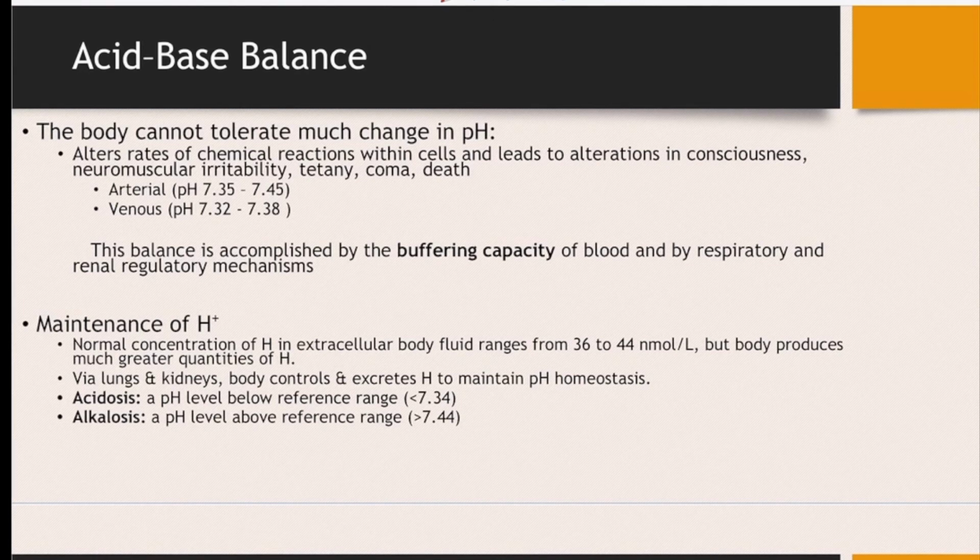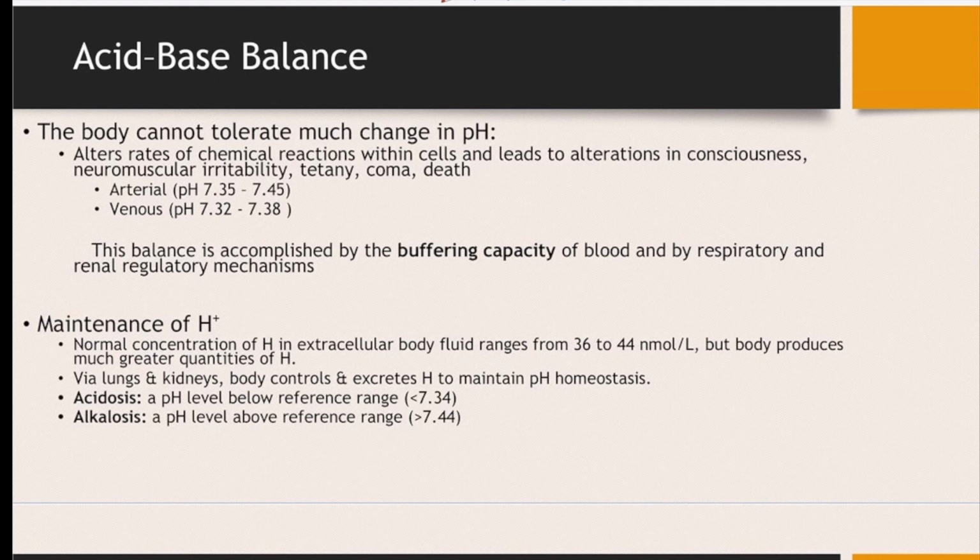The range that we're going to be dealing with for the pH, we're mostly going to be looking at the arterial pH. You will also, as a tech, be running venous blood gases, but arterial is the basis that we use for learning, and then venous is off of that. So the arterial range is a pH of 7.35 to 7.45. That's a very small window for us to get the pH right.